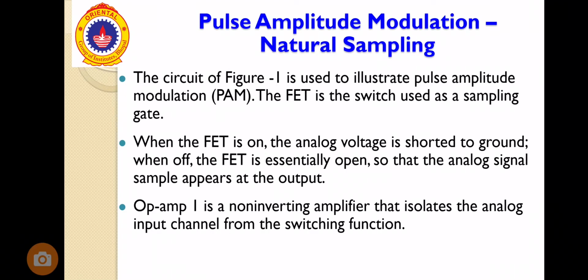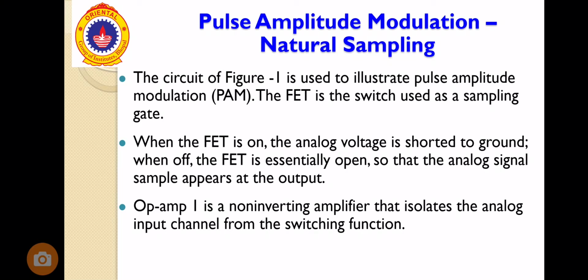The pulse amplitude modulation is based on the concept of sampling. As we know, there are two types of sampling, natural sampling and flat top sampling. So PAM is also of two types, natural and flat top. The first is the natural sampler circuit. We are generating PAM by using the natural sampler circuit. In the natural sampler circuit, we use a FET as a switch, which is used as a sampling gate.